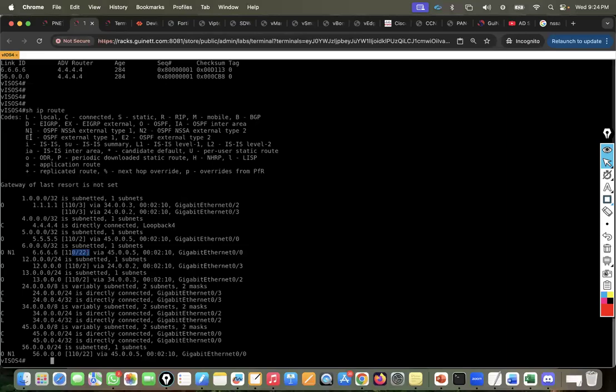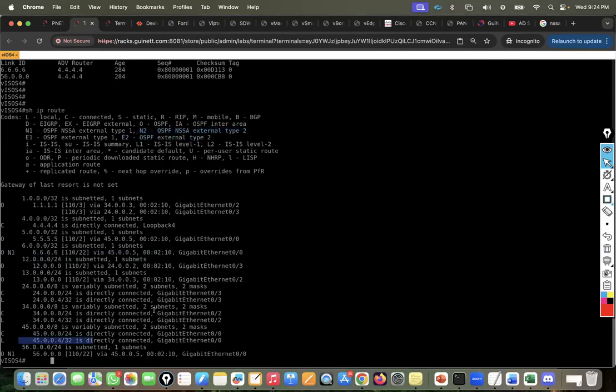So that's why you can see E1 is here, type 1, that's why 20 plus 2. And E2 is just 20. N2 is also going to be 20. The only difference is that normal E1, E2 is external, and this is NSSA external. That is the only difference.